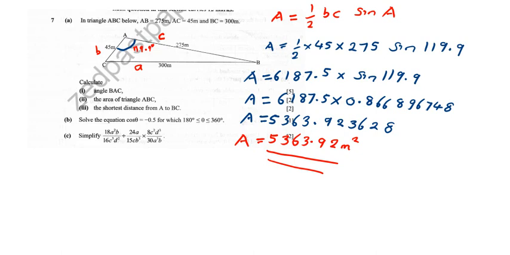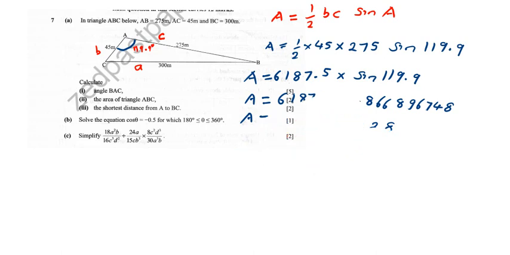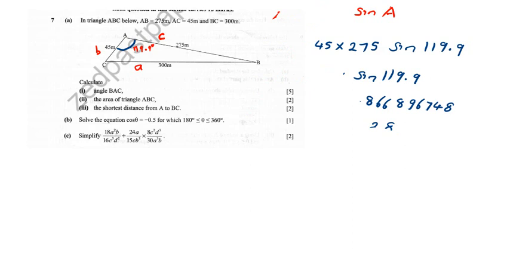So now let's do part 3. For part 3, they want us to find the shortest distance from A to BC.